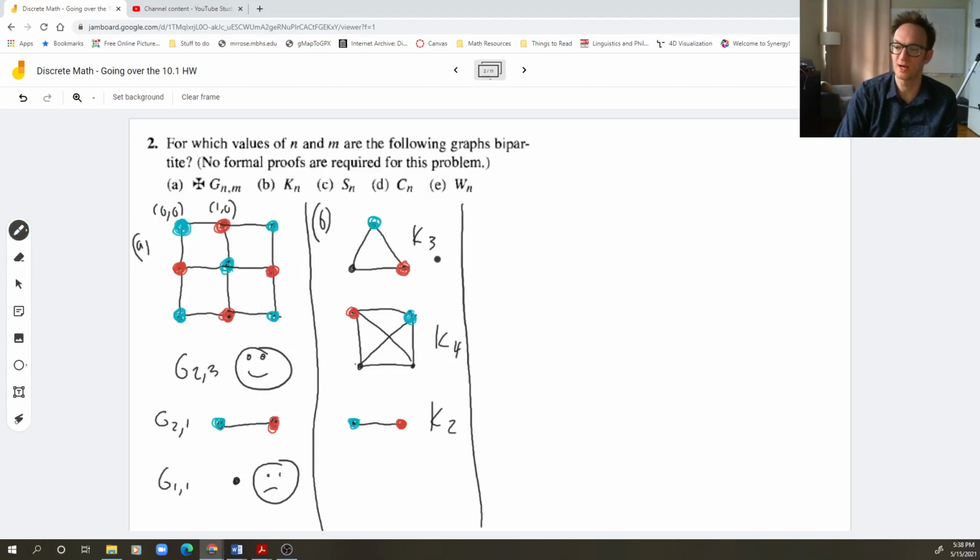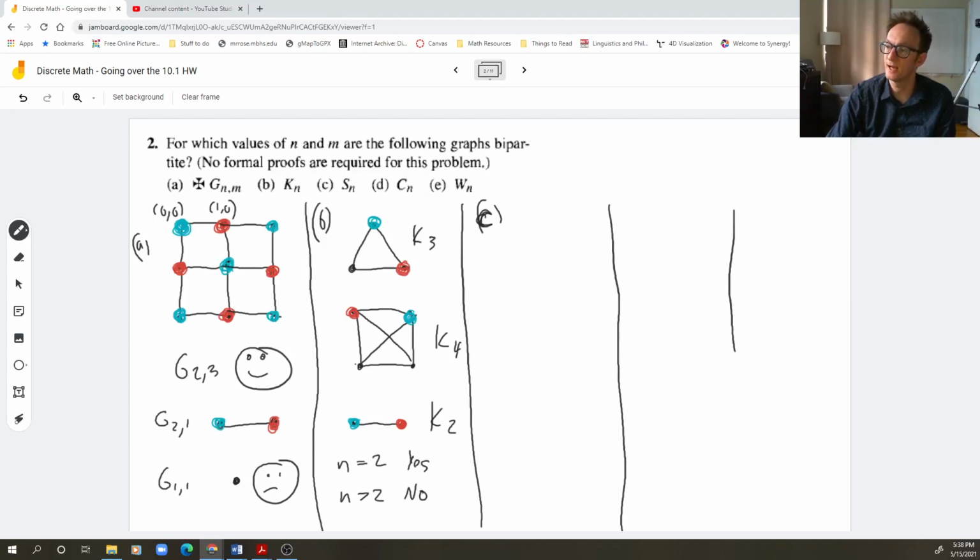I guess I should just write all this down, right? So for n equal to 2, the answer is yes. But for n greater than 2, the answer is no. Okay, moving on. Part C. Let me space myself out here a little bit. In parts C, D, and E, we are going to consider star graphs, cycle graphs, and wheel graphs. All right, let's do it.